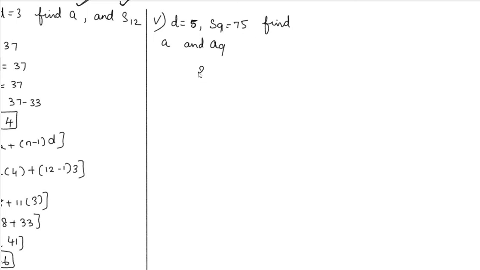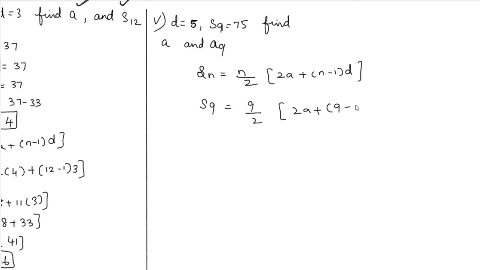The Sn formula you all know: n by 2 into 2a plus n minus 1 into d. Here we have S9, so instead of n we use 9. S9 is equal to 9 by 2 into 2a plus 9 minus 1 into d, which is 5. So 75 is equal to 9 by 2 into 2a plus 8 into 5.